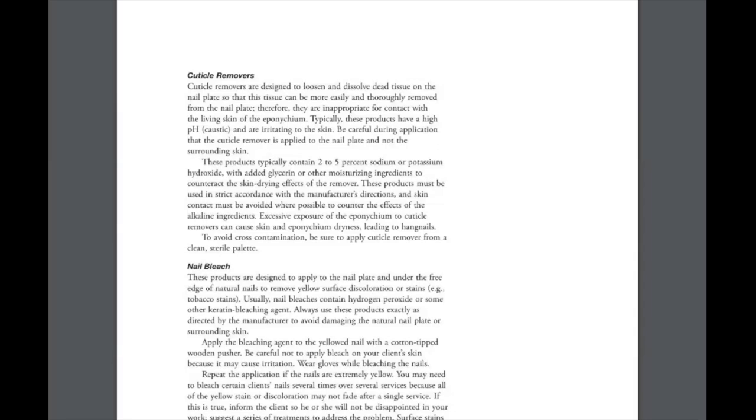And then we have our nail bleach. Your nail bleach is designed to apply to the nail plate and under the free edge of the natural nails to remove yellow surface discoloration or stains, like someone who has tobacco stains. Usually, nail bleaches contain hydrogen peroxide or some other keratin bleaching agent, and you want to always use these products exactly as they're directed by the manufacturer to avoid damage to the nail plate or surrounding skin.